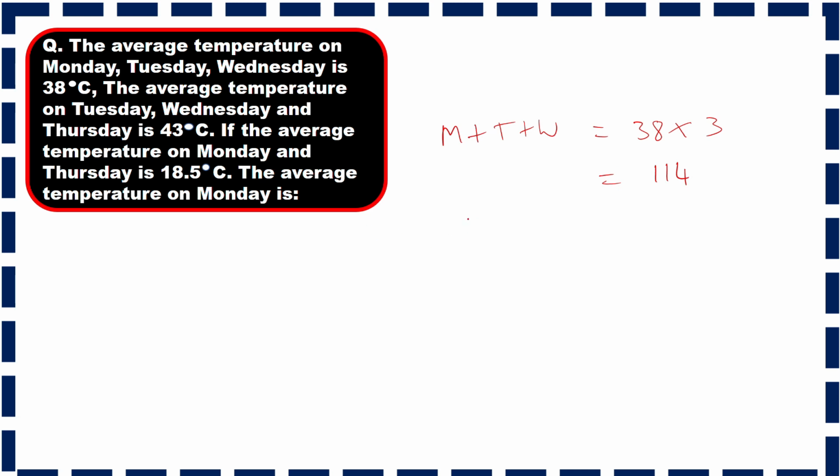And in the second case, we have Tuesday, Wednesday, and Thursday. The average is 43 degrees Celsius for 3 days. So the total temperature is 129 degrees Celsius. We are asked to find the average temperature on Monday, and it is also given that the average temperature on Monday and Thursday is 18.5 degrees. So Monday plus Thursday is 18.5 into 2 days, that's equal to 37.